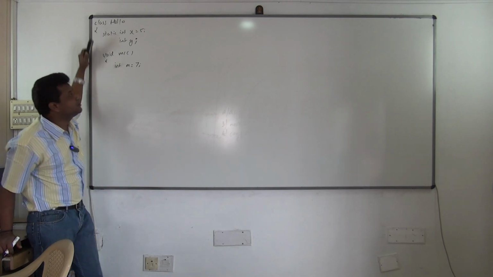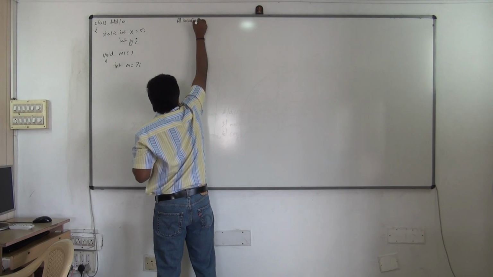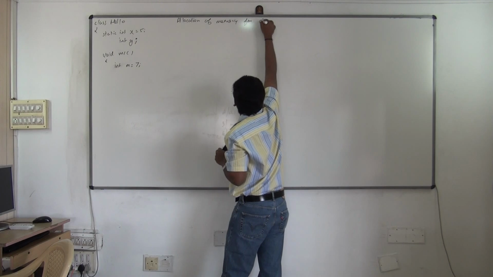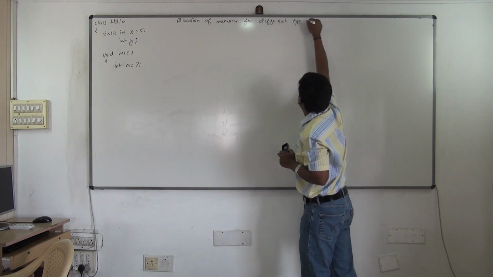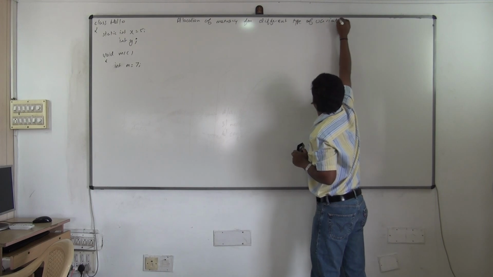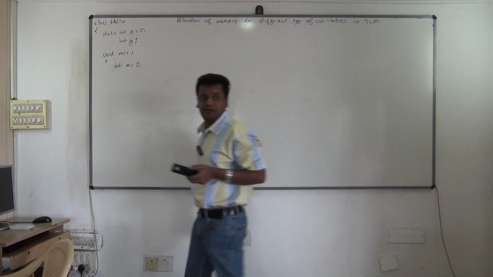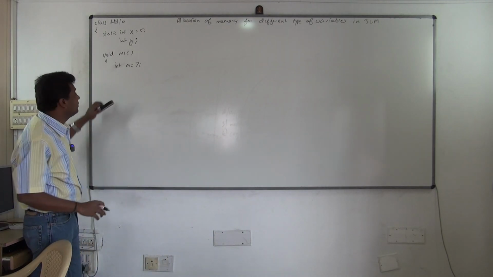We are discussing, the topic is allocation of memory for different type of variables in JVM. This is the topic. Keep that in mind now. Where and all it will be allocated, how is memory managed, all that we'll discuss.